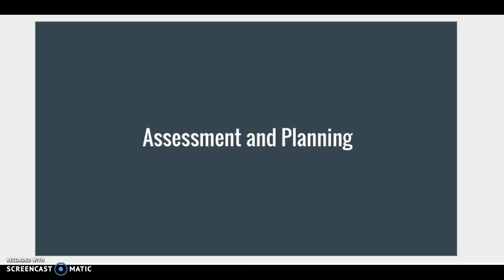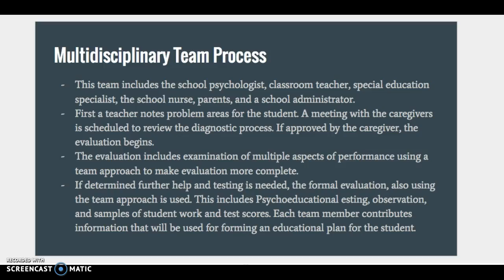Finally, assessment and planning. So the multidisciplinary team includes the school psychologist, the classroom teacher, special education teacher, specialist, the school nurse, parents, and a school administrator. And what this does is it helps determine if the student might need to go into having a manifestation determination in an IEP. So first, the teacher is going to note problem areas for the student. They're going to schedule a meeting with the caregivers to review the diagnosing process. If the caregiver approves this, then the evaluation will begin.